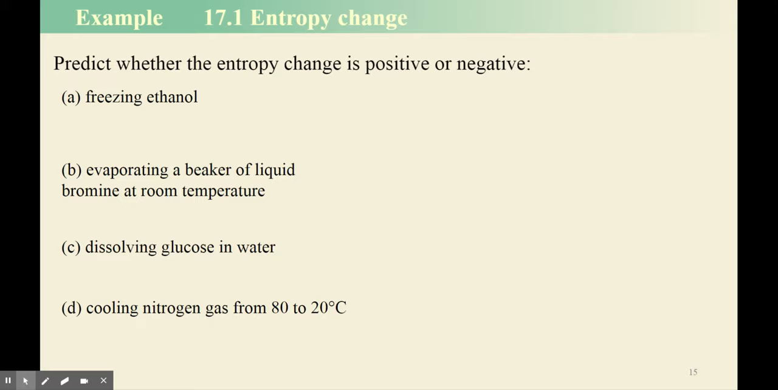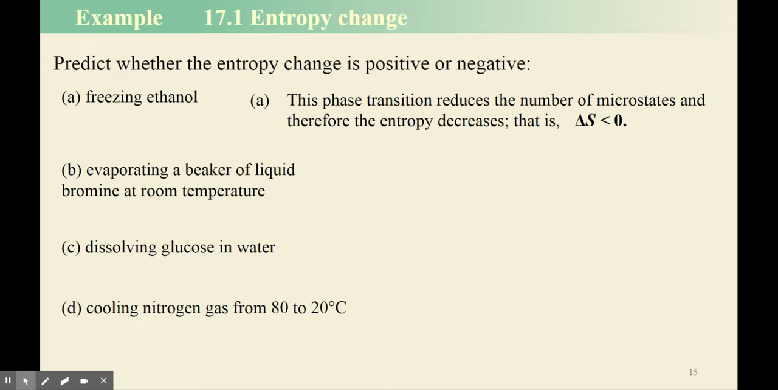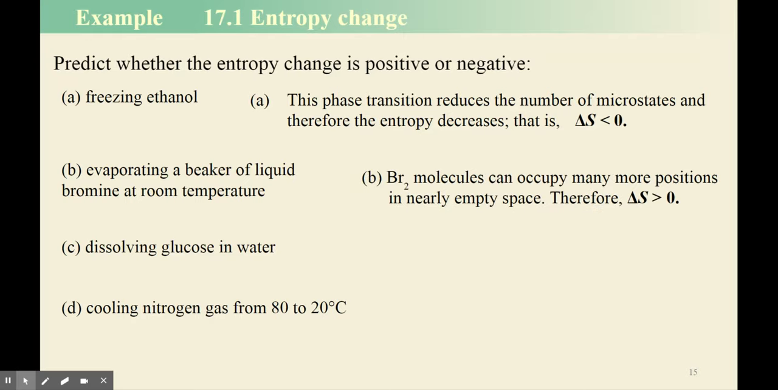Okay, now we're back. Assuming you did or didn't, let's go ahead and answer these. If we're going to freeze some ethanol, we're going from a liquid to a solid state. That's going to make ethanol more rigid. There's less movement. That is going to be a decrease in entropy, so it would have a negative delta S. If we evaporate liquid bromine and go to the gas state, that's going to be an increase.